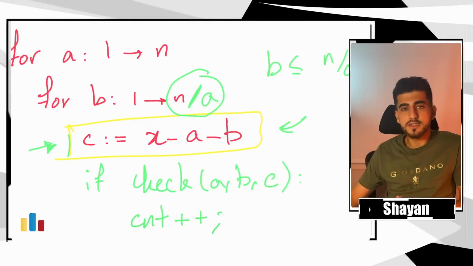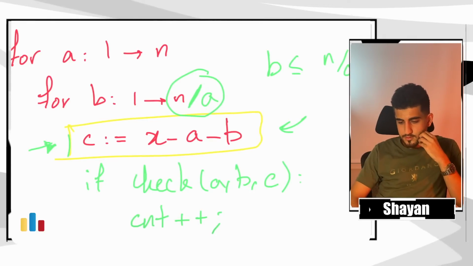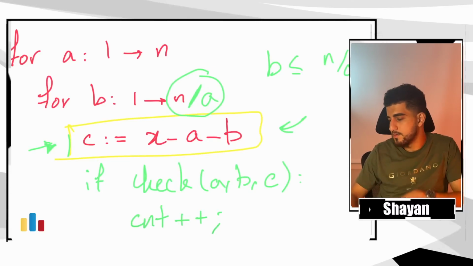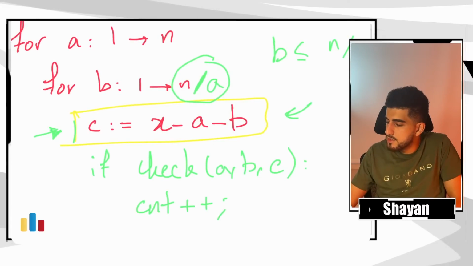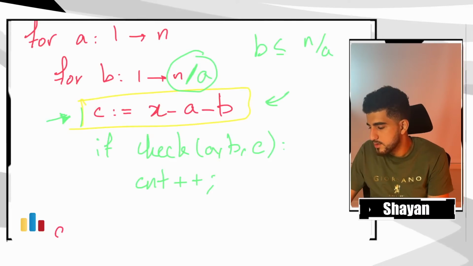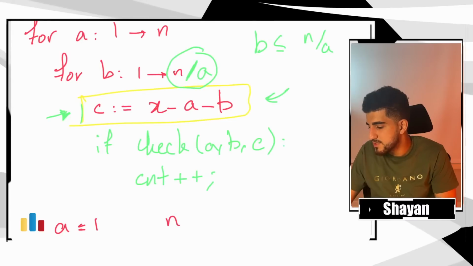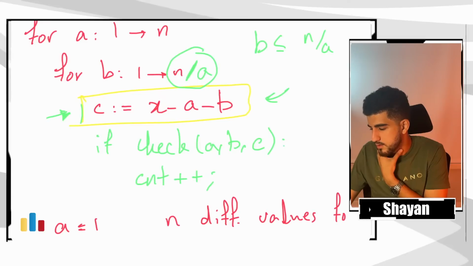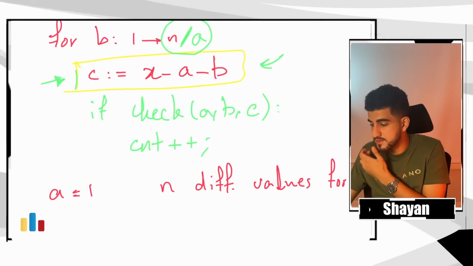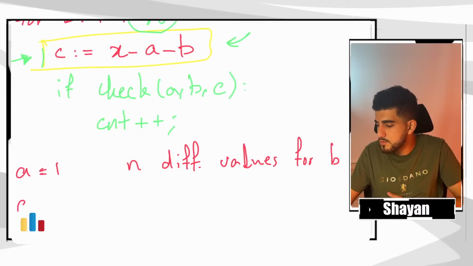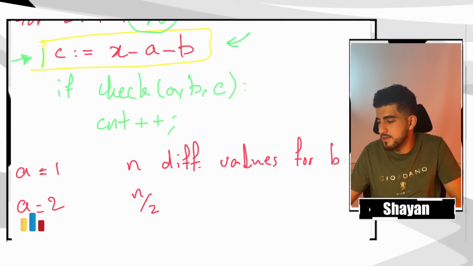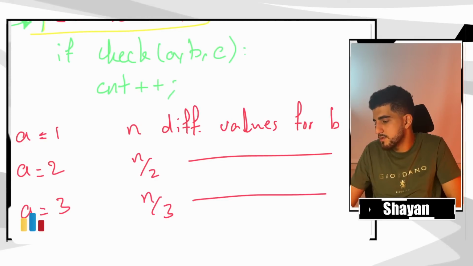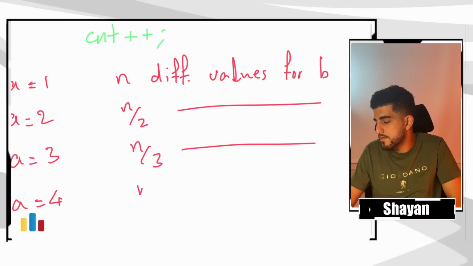Now the question is, okay, yes, we can do this, but what is the time complexity now? What is the time complexity if we do this? The point is that when the value of A is 1, there are n different values for B, from 1 to n. When A is 2, there are only n over 2 different values for B. When A is 3, there are n over 3 different values for B. When A is 4, there are n over 4 different values for B.